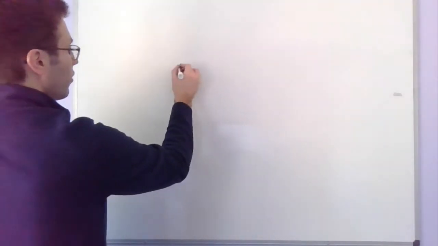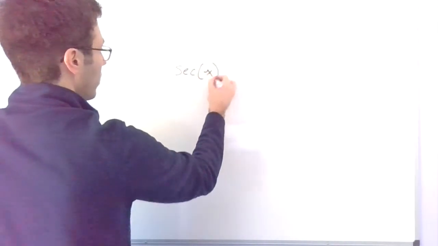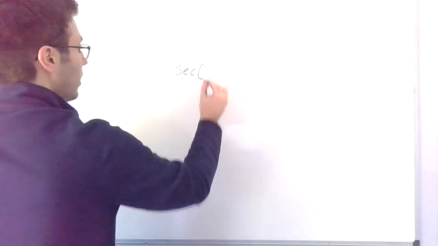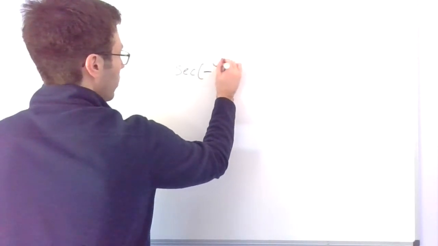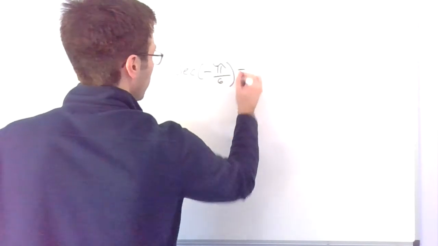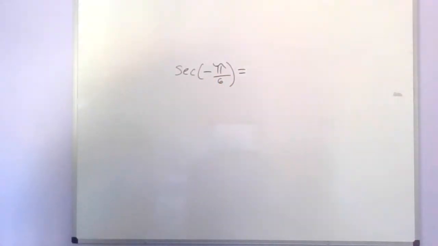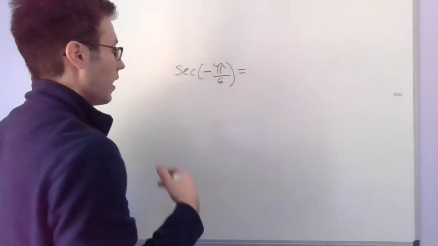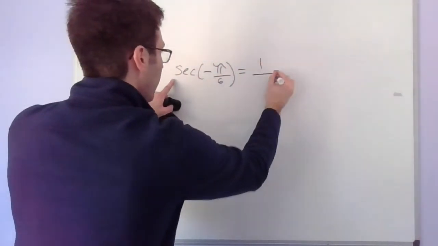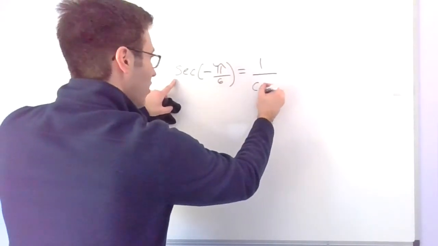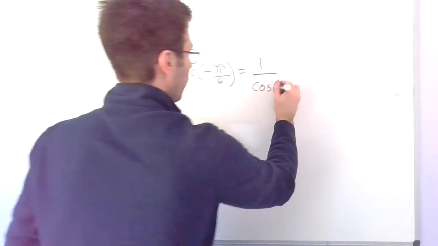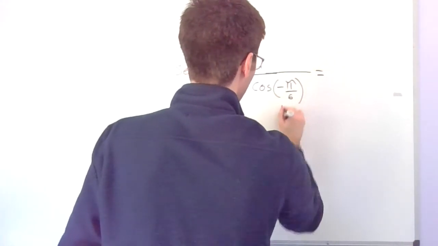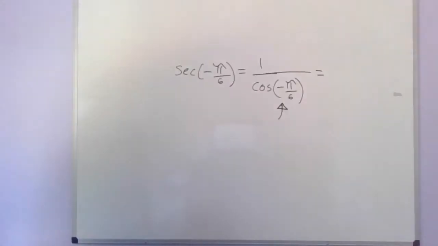Let's talk about secant of x, actually not secant of x, let's make it secant of negative pi over 6. So secant matches with the other term, so that's the c term. It's not sine because the s's match, so it's the c term, so it's cosine of negative pi over 6. So we're trying to figure out what this value is first off.